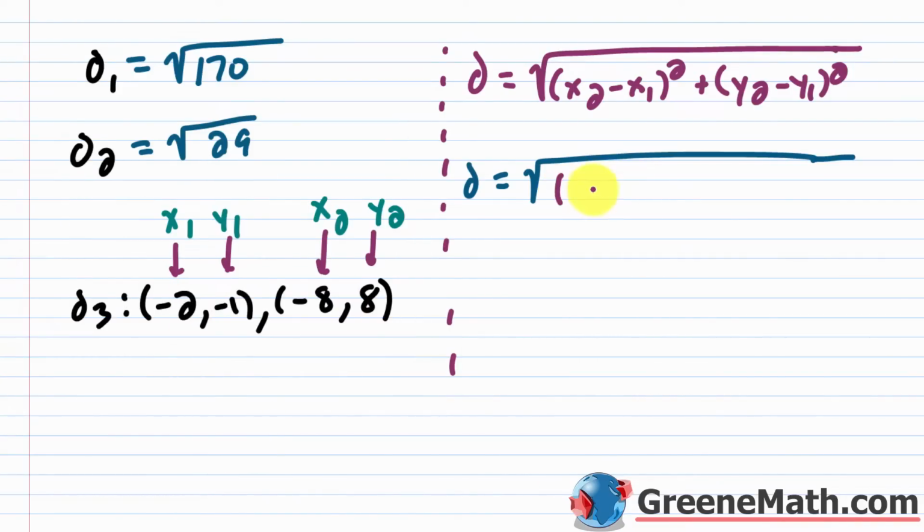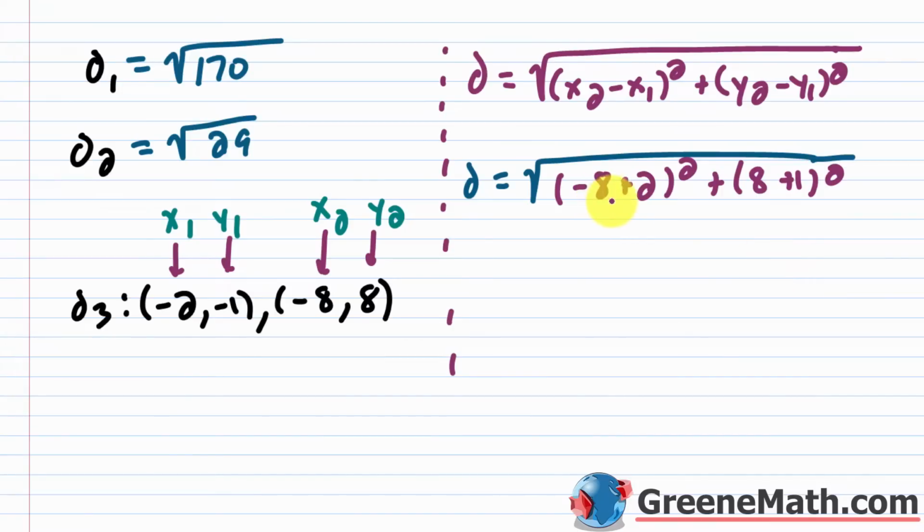So for x sub 2, we have negative 8. And then minus for x sub 1, it's negative 2. So minus a negative is plus a positive, so this is plus 2. And this is a quantity squared. And then plus for y sub 2, it's going to be 8. And then minus for y sub 1, it's going to be negative 1. So minus a negative 1 is plus 1. And this is quantity squared.